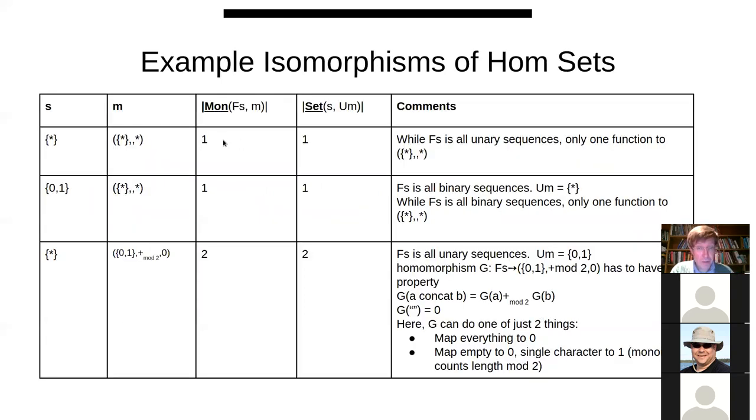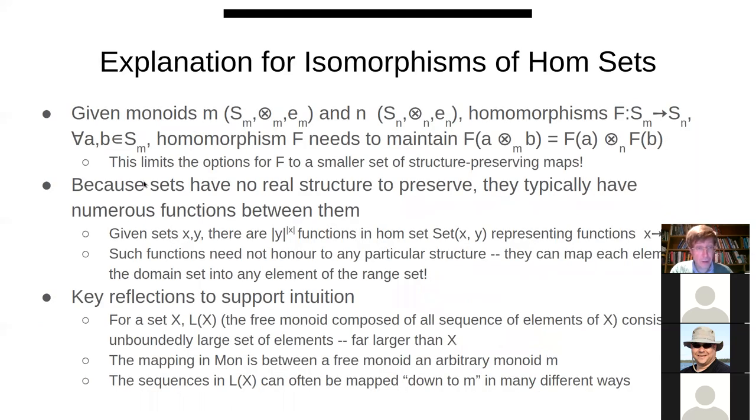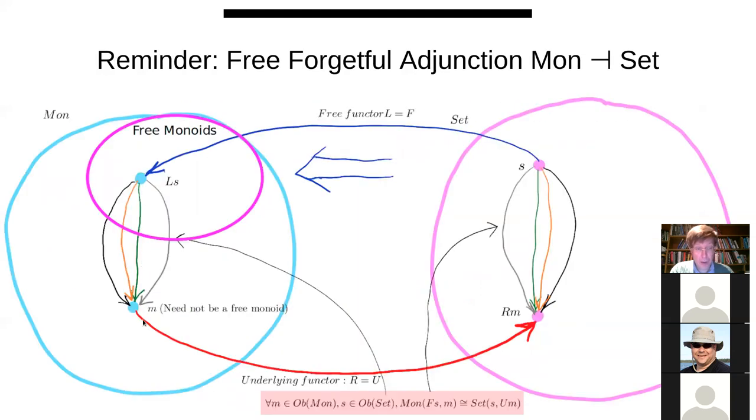For the monoids, here we're going to have monoids consisting of unary sequences of stars. That's what this is, a unary sequence. The free monoid LS is unary sequences of stars. And for those unary sequences, we're going to need a homomorphism between that and this monoid M, which happens to have a single possible element in it too.